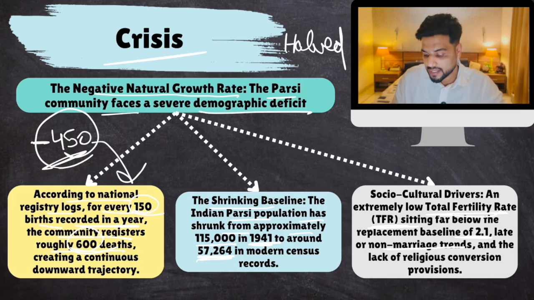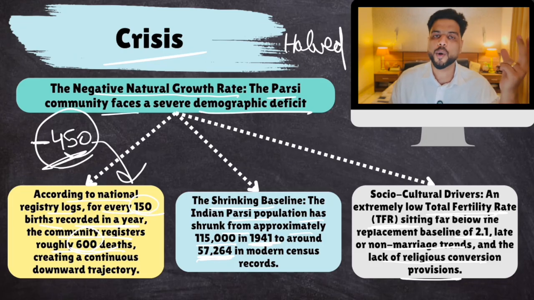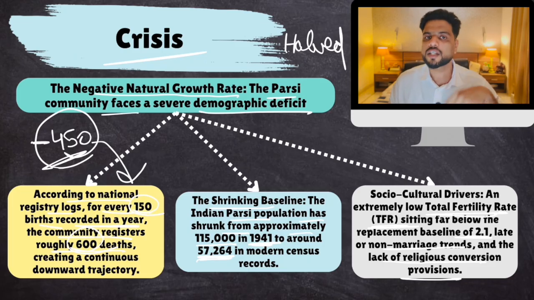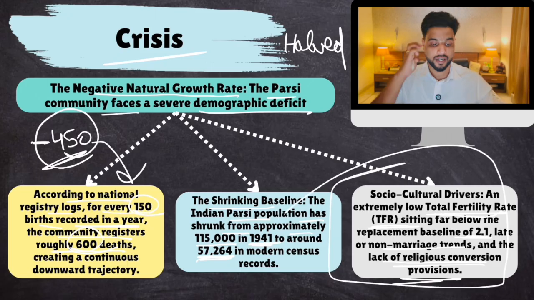And the other problem is lack of religious conversion. If a Parsi person marries outside their community, their children are not considered Parsis, pure enough. And this is especially true for women. If Parsi women marry outside, a Hindu man, Muslim man, Christian man, their kids are not considered Parsis. So how would their population increase? So lack of religious conversion is also there. So this is the basic reason, socio-cultural drivers.